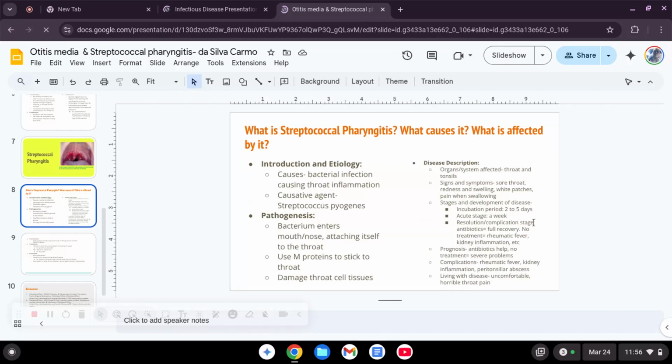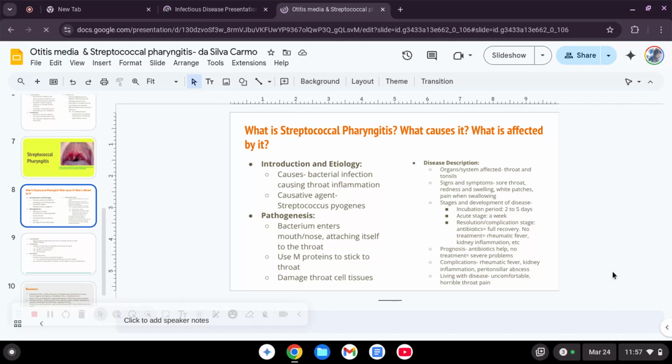I did forget this part, but the organs affected are the throat and the tonsils. The signs and symptoms are sore throat, redness, swelling, white patches, and pain in swallowing. The incubation period can be 2 to 5 days after getting the infection. The acute stage is just a week, with the symptoms continuing to grow.